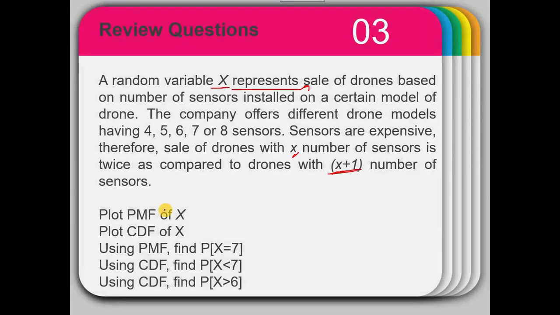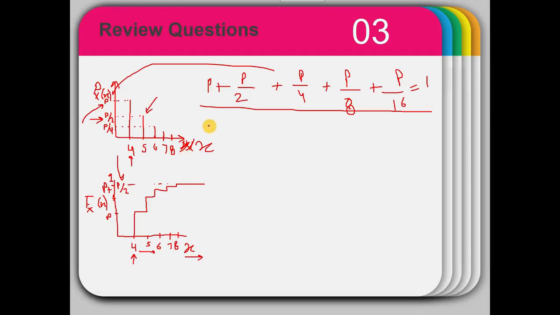The next target was to find the value of the probability that x is equal to 7 using the PMF. If I use this PMF at x equal to 7, this is the value. So the probability that x is equal to 7 is simply the probability written over here, which was equal to P by 8. So you can find out exactly what this value is.